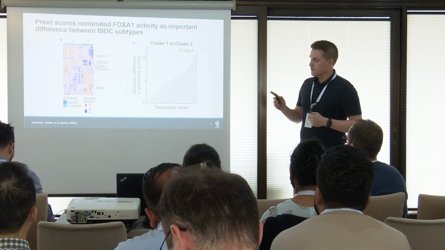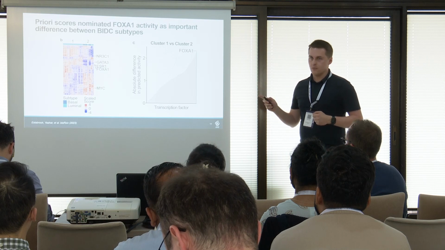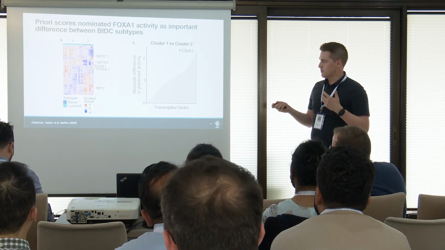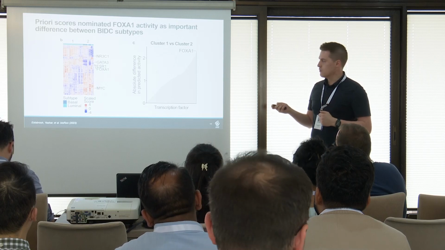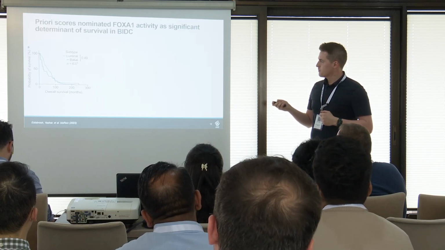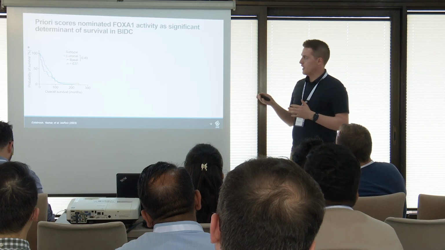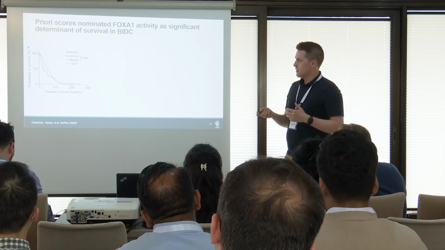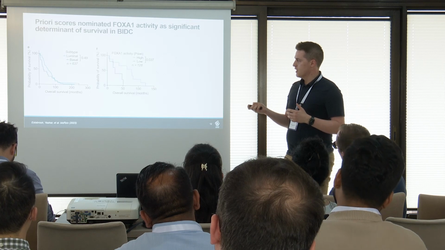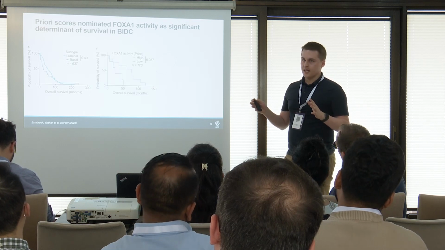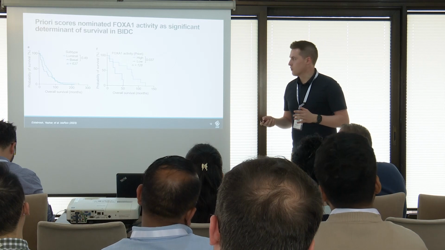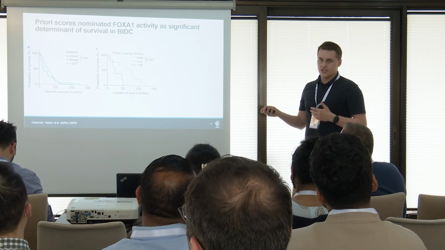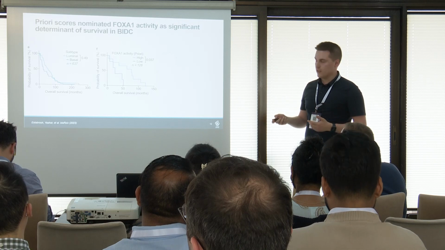But the transcription factor that stood out to us was FOXA1, which is a forkhead protein, as it's the greatest different activity between these 2 clusters. If you normally differentiate these patient populations by subtype, you don't see a difference in survival. However, if you differentiate them by their FOXA1 activity scores, you see there's a significant difference, giving some indication that these findings are clinically relevant.